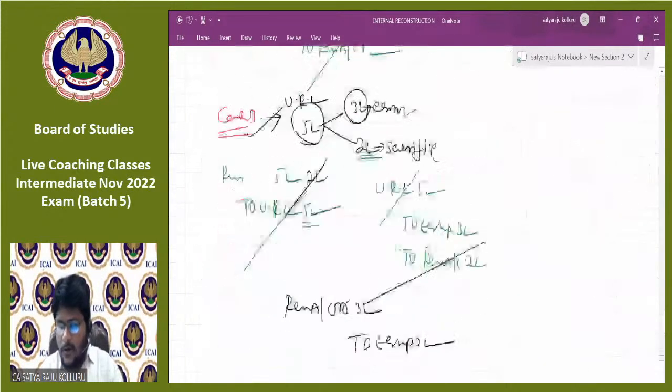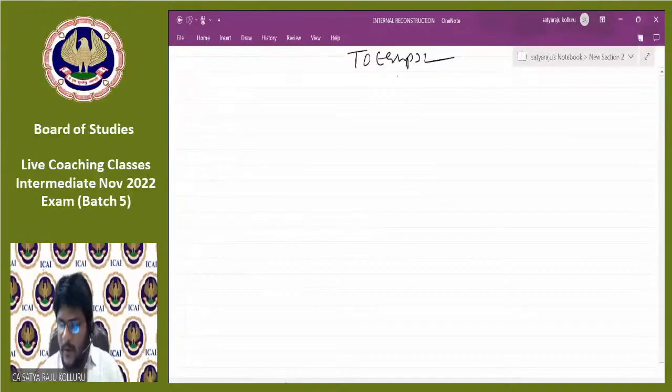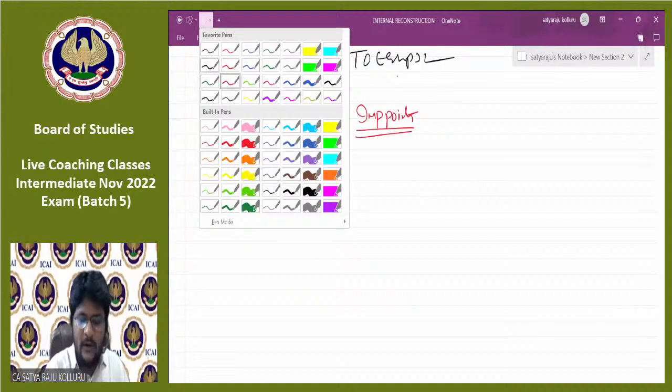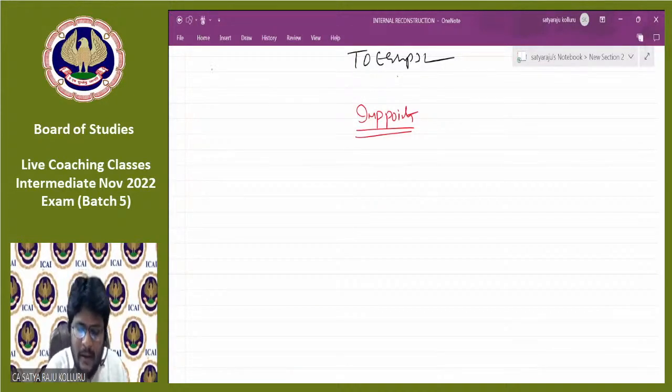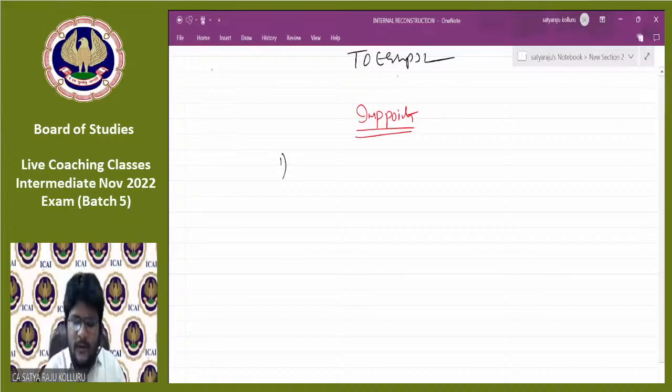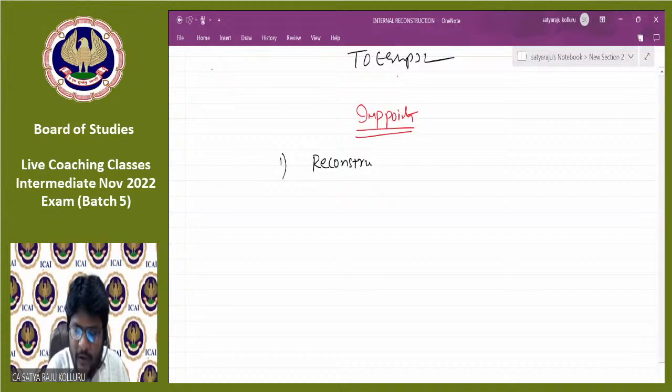Okay. Sir, before summarizing the things, I will explain some important aspects. Please, all of you concentrate here. Before summarizing the things with my notes, I'm going to explain some important points. What are such important points, sir? Sir, after completion of the entire internal reconstruction process, you need to check how much balance is there under the reconstruction account.